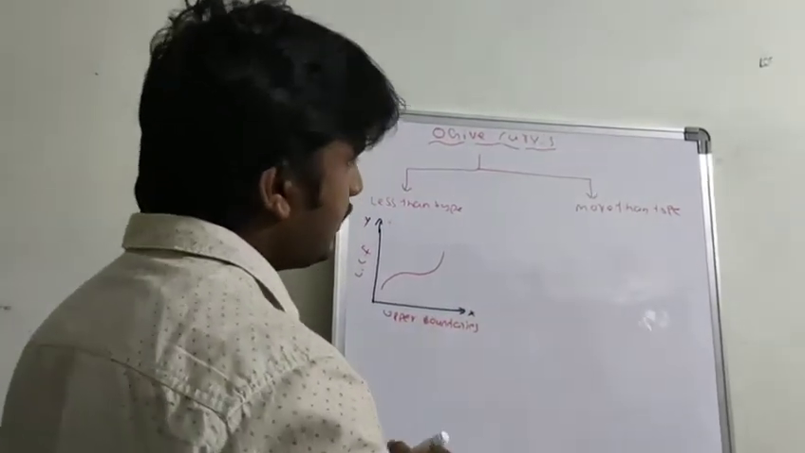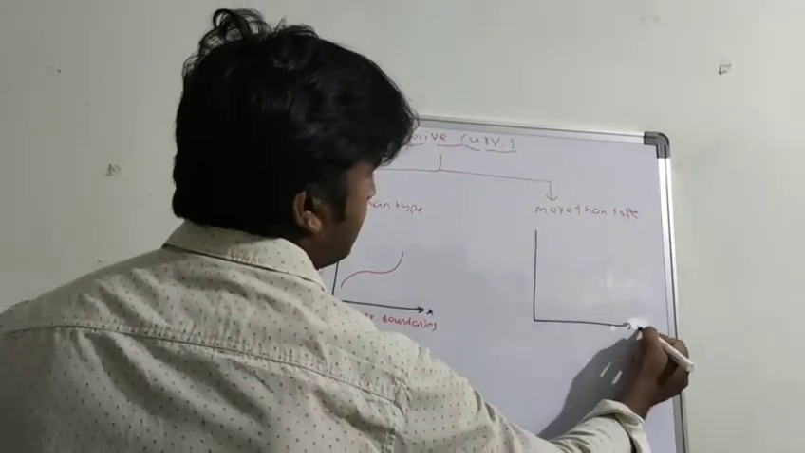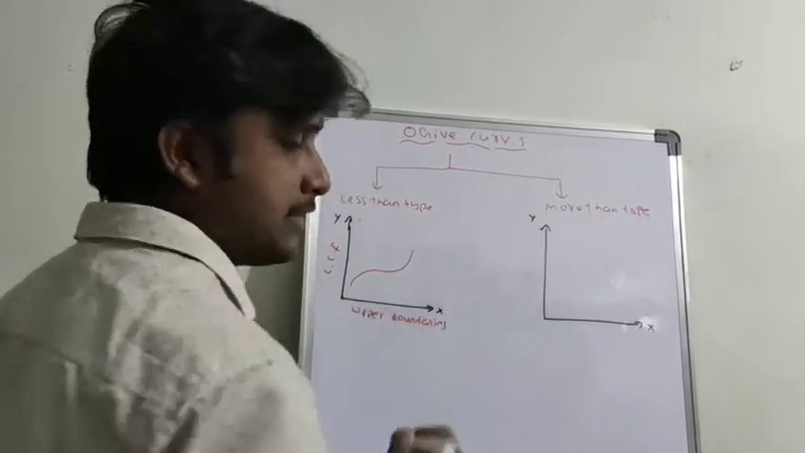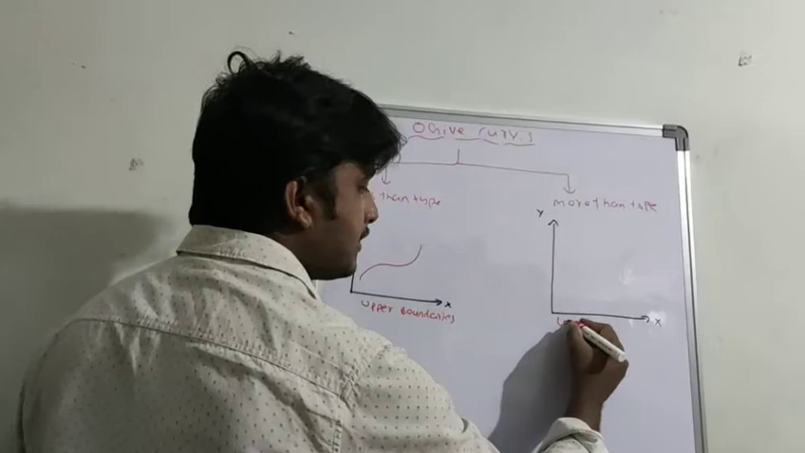Coming to the more than type, this is the x-axis and this is the y-axis. For the more than type, you have to take lower boundaries on the x-axis.